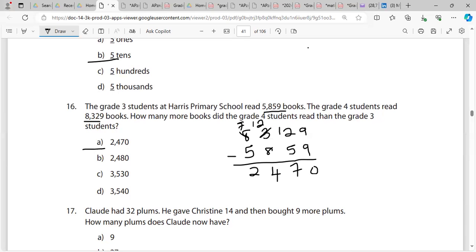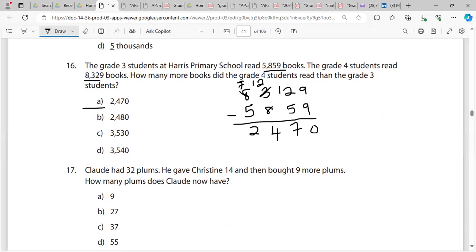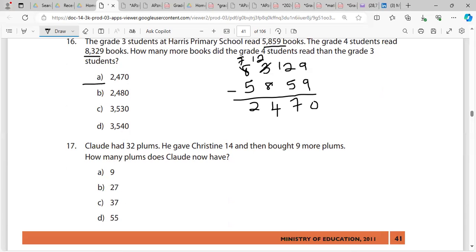All right, let's move on to number 17. Claude had 32 plums. He gave Christine 14 and bought 9 more plums. How many plums does Claude have? So let us do it step by step. He had 32. He gave Christine 14, so we're going to minus 14 from it. So let's take away the 14 he gave to Christine and see how many he had left. So this leaves 18. So now he has 18, but then he bought 9 more plums. So he's going to add 9 to the 18, which gives us 27.